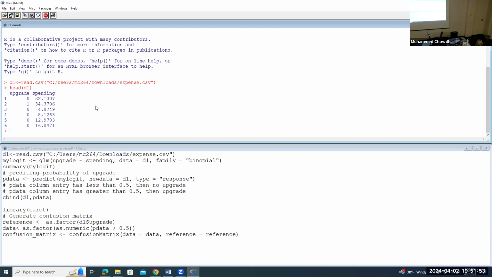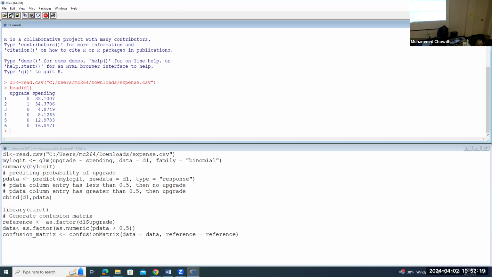They want to advertise, but in a very proficient way. So they have data from previous years: spending and upgrade, 0 and 1. Last year they had spending like this. From this data, 1 means upgrade. Take a look at this.